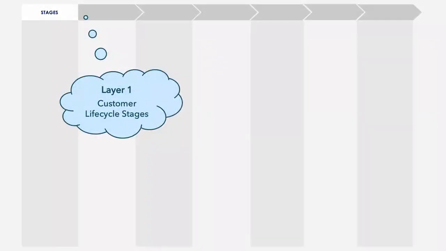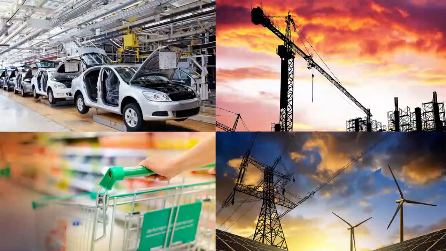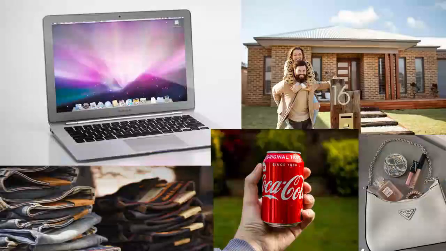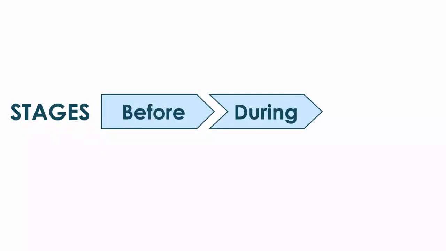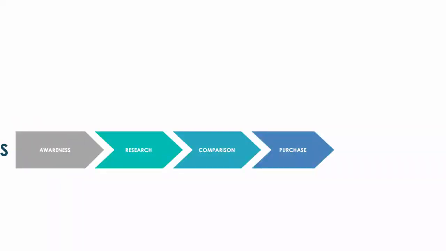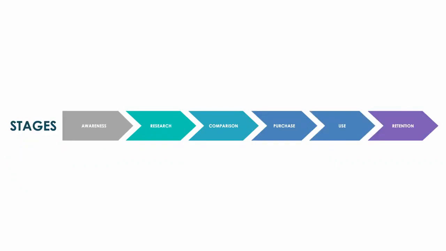A customer journey map consists of at least 4 layers. The top layer is a customer lifecycle, and the customer lifecycle describes the stages a customer passes through. There are many ways of modeling this, and it is depending upon the type of industry and the type of product or service. It can be as simple as describing before the event, during the event, or after the event. Or it can be more elaborate and describe awareness, research, comparison, purchase, use, and retention.